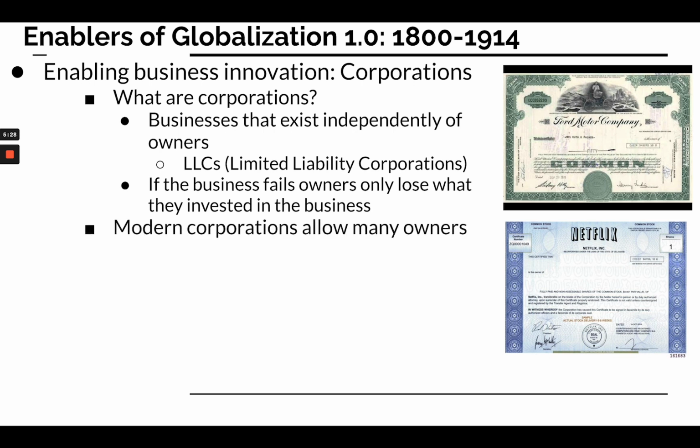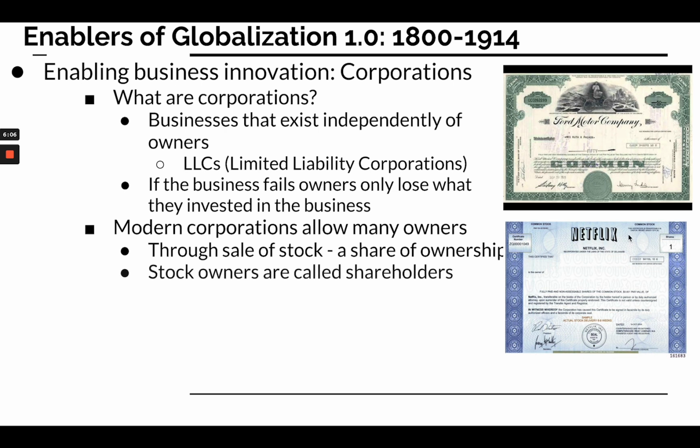Modern corporations also allow for huge numbers of owners. We're not talking anymore about a single owner or partnerships. You can have many, many owners, and this comes through the sale of stock. A stock is just a share in the ownership of a company, as represented by these stock certificates. One for the Ford Motor Company, this would be how many shares of stock you have. This one is 50 shares of stock, and this is a single share of Netflix stock. And if a stock is a share of ownership, then people who own stock are called shareholders.